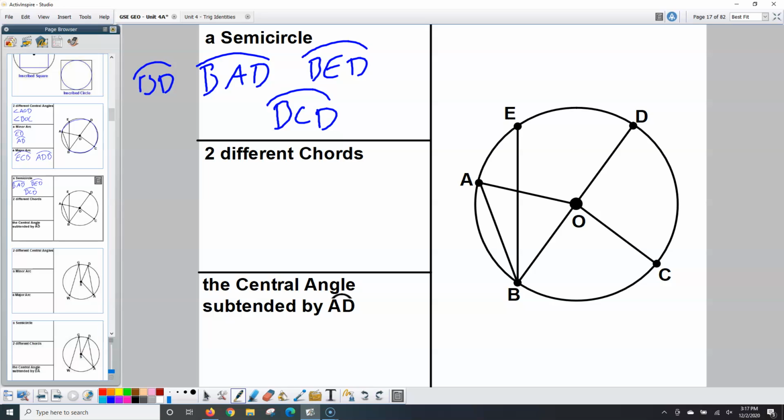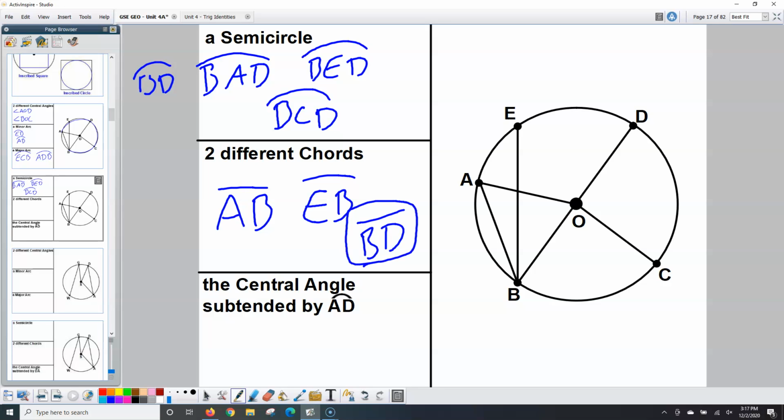Chords. A chord has its endpoints on the circle. So I got AB, that's a line segment, not an arc, and EB, that's a chord. There's also a special type of chord on there, and that's BD, that's a diameter. Be sure that when you write the diameter right here, BD, that's a chord, but don't put an arc there, because if you put an arc, then you're insinuating that it's a semicircle. So when you're talking about a chord, make sure it's a line segment.